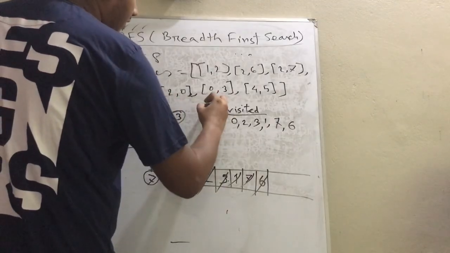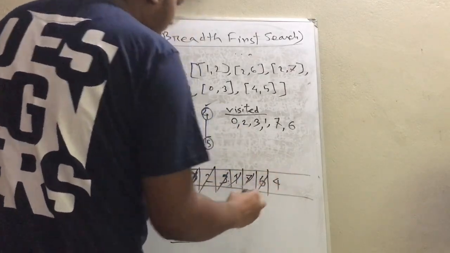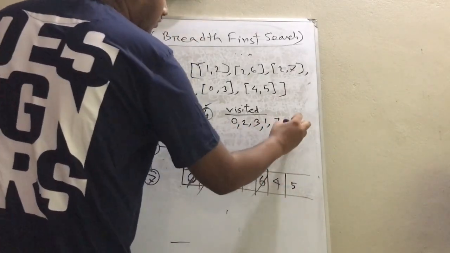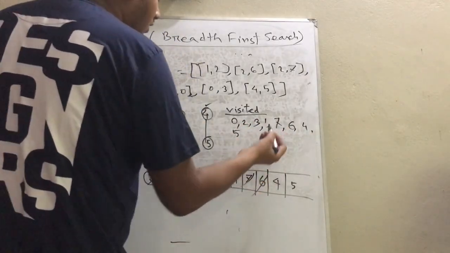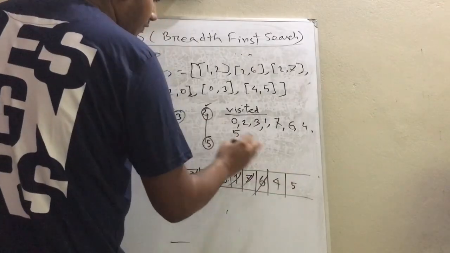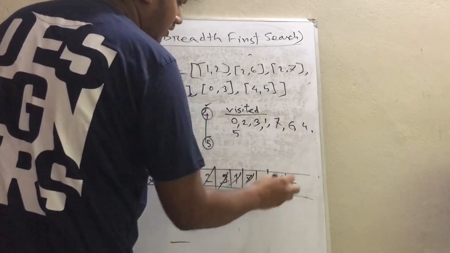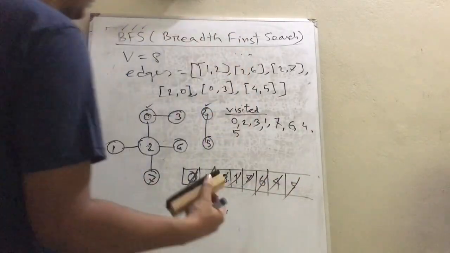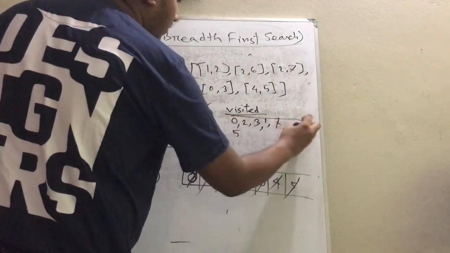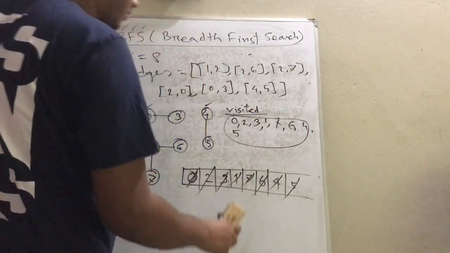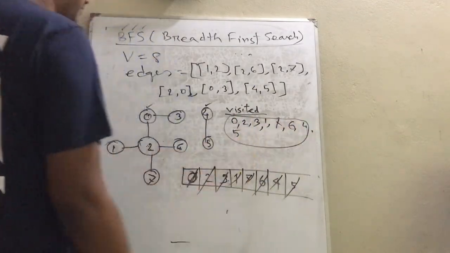Now let's start from 4. What is the neighbor? 5. So 4 is visited, 5 is visited. 4's neighbors are visited. 5's neighbor is 4, but already in visited. So done. This is our output, the visited list. The program output will be 0 2 3 1 7 6 4 5.